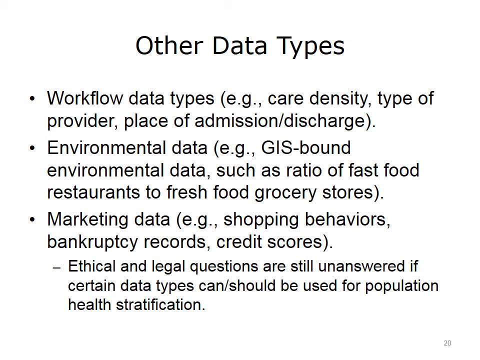These data types include workflow data types, such as care density, type of provider, place of admission, discharge, and other workflow-related data types. Environmental data, such as geo-bound environmental data mixed with population health outcomes. For example, the ratio of fast food restaurants to fresh food grocery stores can be used for population health analytics. Marketing data, such as shopping behaviors, bankruptcy records, and credit scores. Note that ethical and legal questions are still unanswered if certain data types can or should be used for population health stratification.